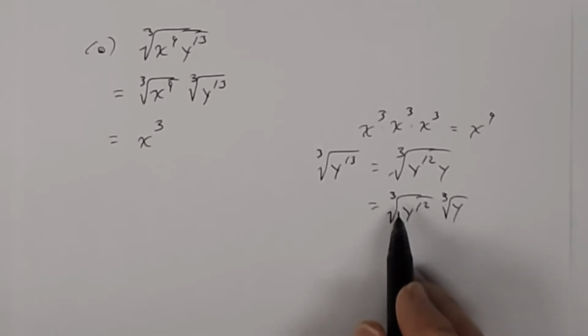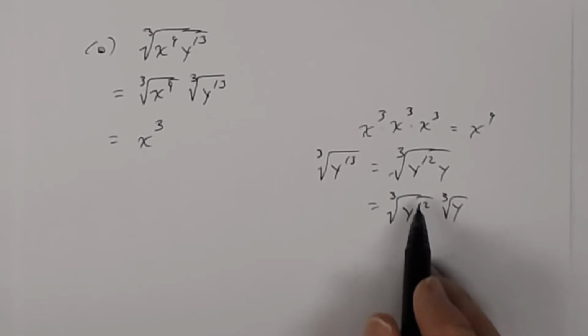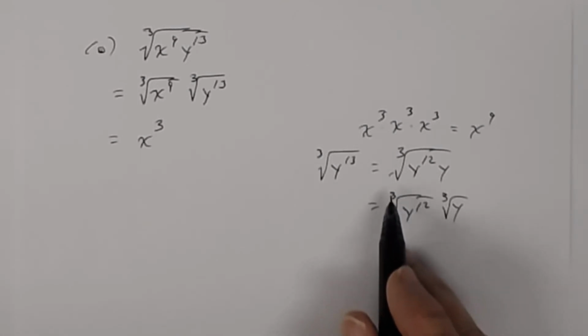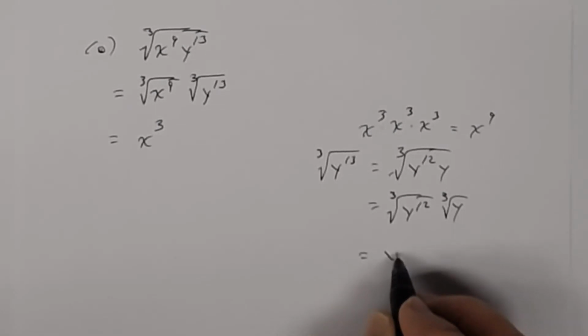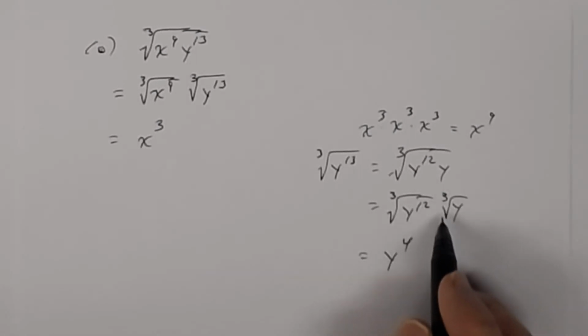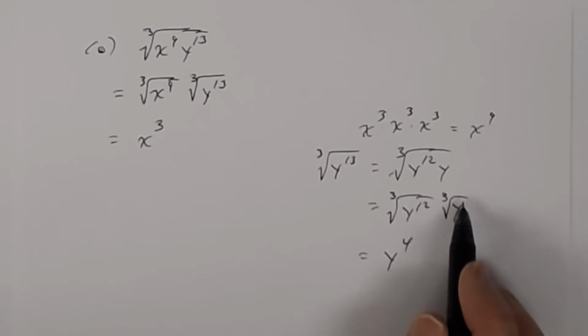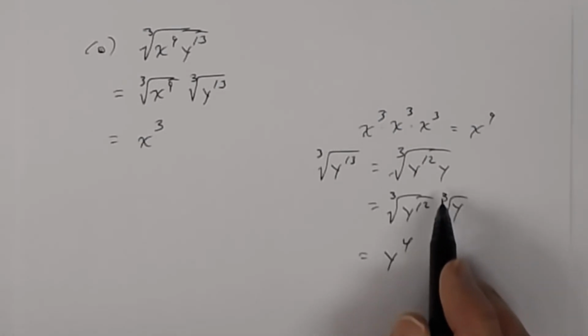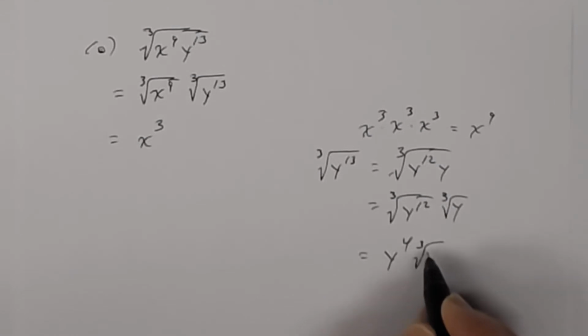Can I simplify this? You know it. 12 is greater than or equal to 3, right? And it's a good one too, because 12 is divisible by 3. So what's 12 divided by 3? 4. So that's y to the 4th. Can I simplify this? You know it as well. The answer is no, because y to the first power, 1, is less than the index. So that's the cube root of y.